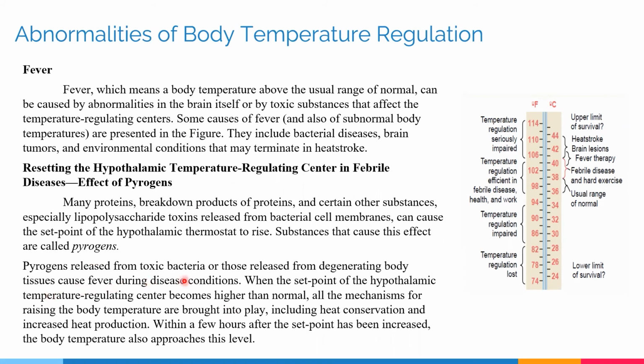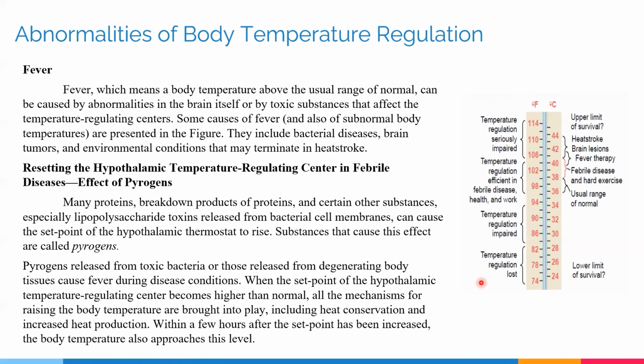Pyrogens released from toxic bacteria or those released from degenerating body tissue cause fever during disease conditions. When the set point of the hypothalamic temperature regulating center becomes higher than normal, all mechanisms for raising the body temperature are brought into play, which include heat conservation and increased heat production systems. Within a few hours after the set point has been increased, the body temperature also approaches this level, and thus the patient now experiences a fever.